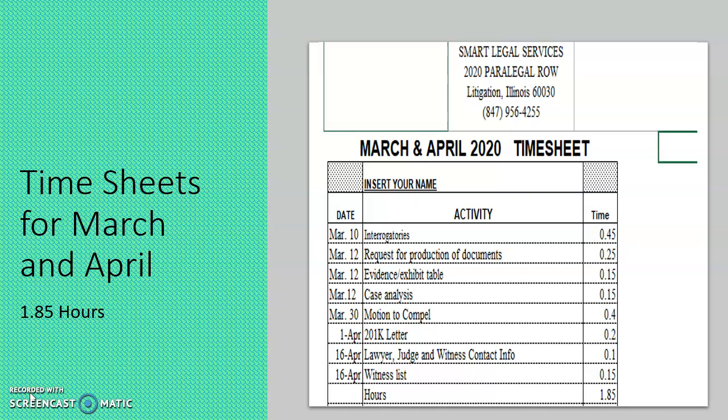And then to end with, this is my timesheets for March and April for a total of 1.85 hours. This is each assignment and how much time it took. And then this is a sum at the bottom.